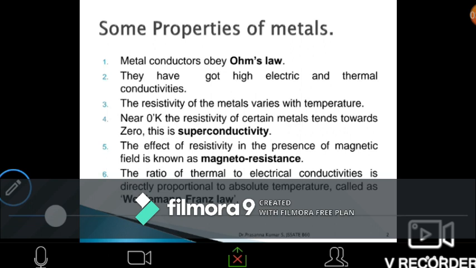And when you bring some of these conductors into a magnetic field, they offer resistance. They show some resistivity properties. They exhibit resistivity in the presence of magnetic fields also. That is called magnetoresistance. The ratio of thermal to electrical conductivity is directly proportional to the absolute temperature. That is called the Wiedemann-Franz law. So these are some of the properties of metals.